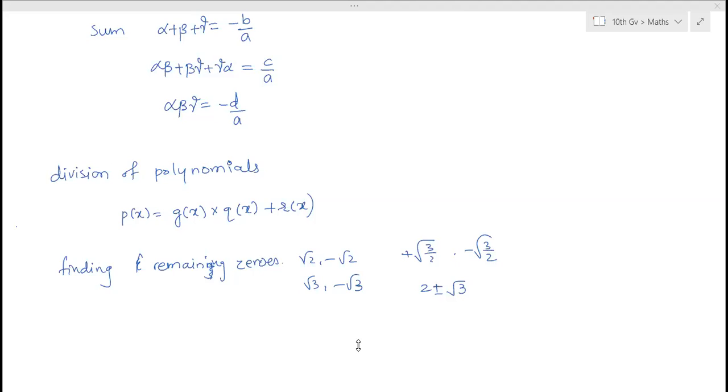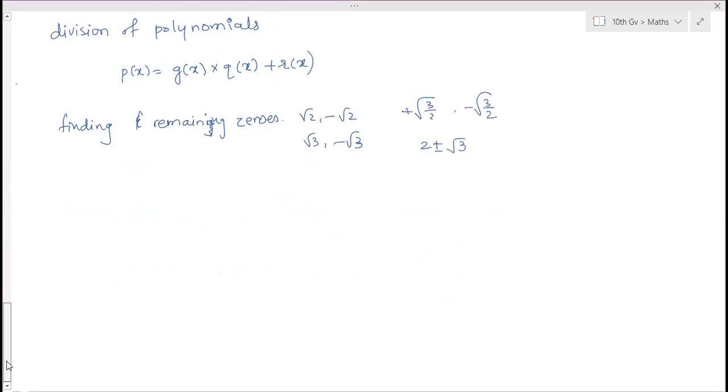So 14th, have you solved or not? No, ma'am, I didn't know how to do it. What they are asking is the value of alpha square by beta square plus beta square by alpha square, right? This value you have to calculate. So how to simplify this, ma'am?